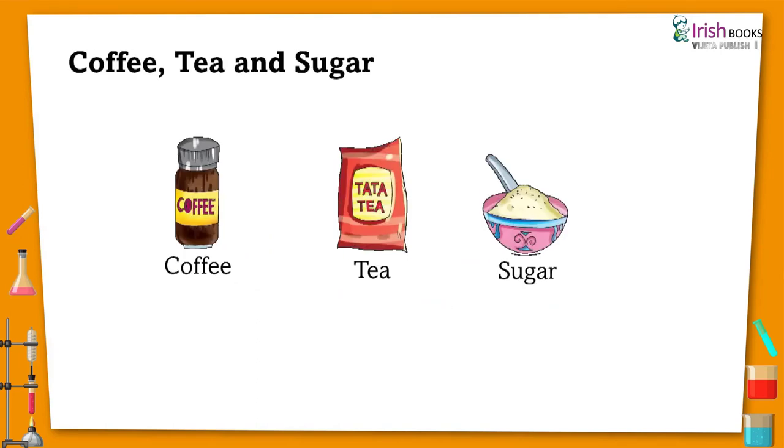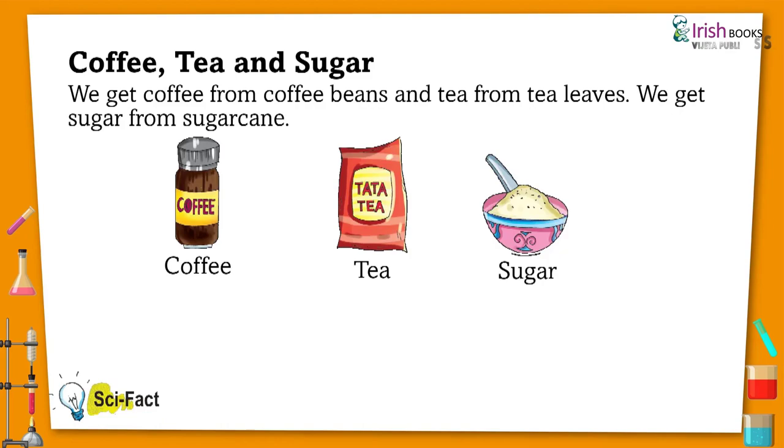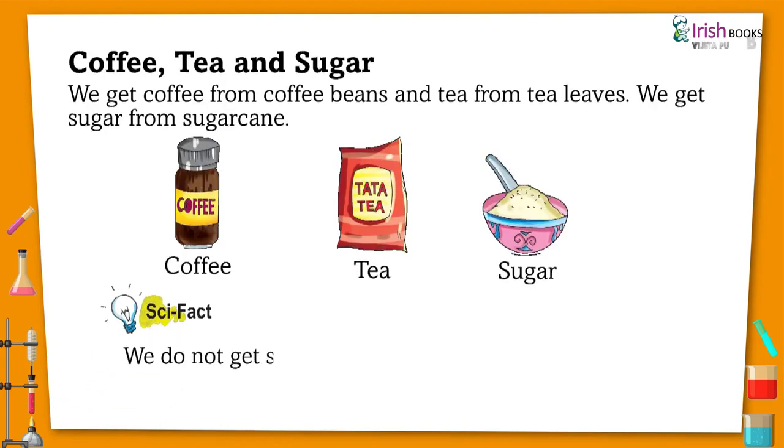Coffee, tea, and sugar. We get coffee from coffee beans and tea from tea leaves. We get sugar from sugarcane. Scientific fact. We do not get salt from plants. It is obtained from seawater.